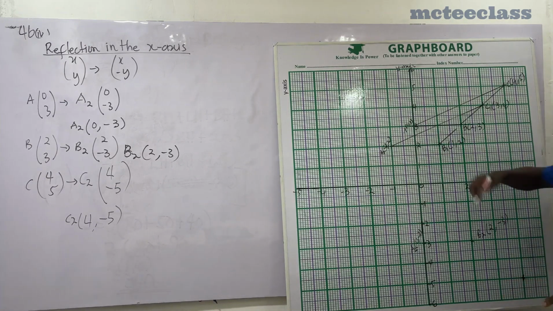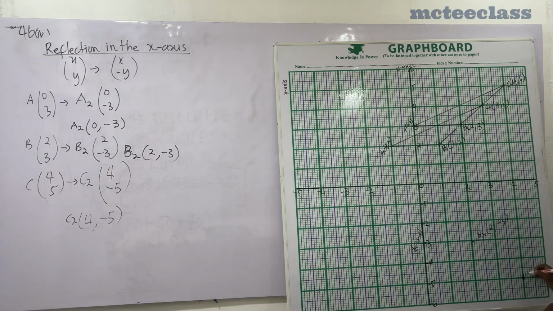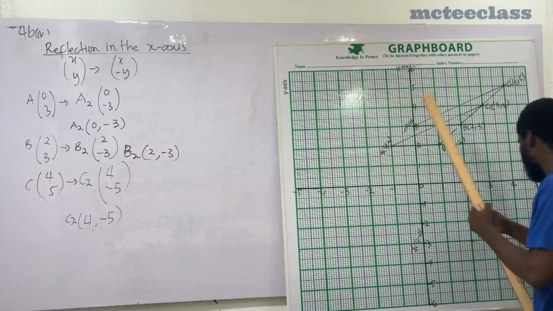So I can either count or use the formula. Which way is easier for you? You're okay. So let's go. This gives me my C2, which is (4, negative 5). Then I join these points to get my drawing. I join this to get my transformation.